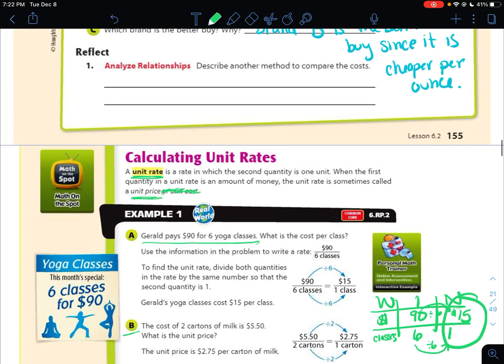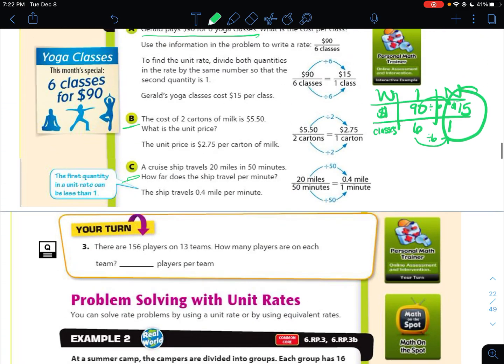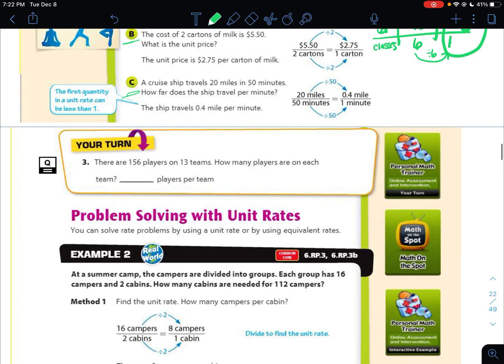So looking at the next page, I think it's on the next page. You're looking for the Your Turn. Pretty sure it's on the next page. So Your Turn number 3. It says that there are 156 players on 13 teams. How many players are on each team? So you can use the hashtag for this, like I've been showing you. Great to keep with the same strategy.